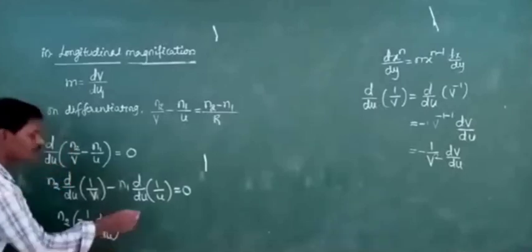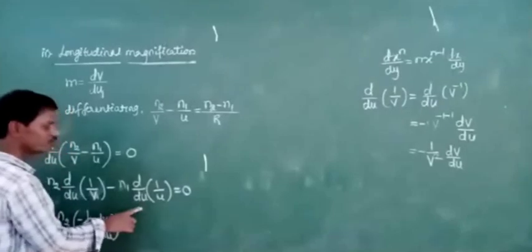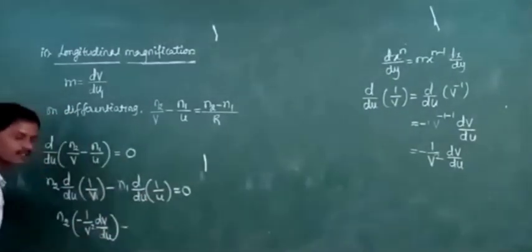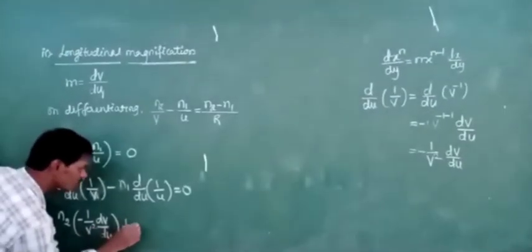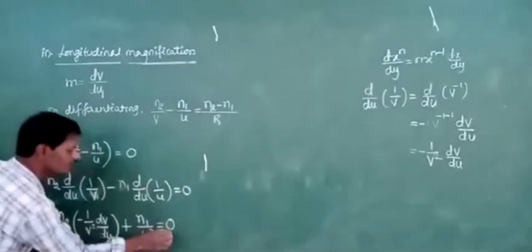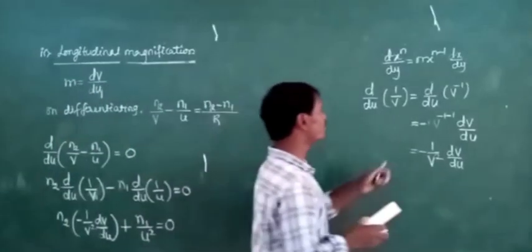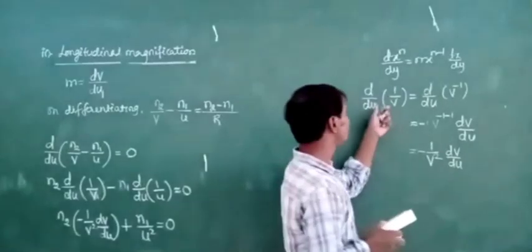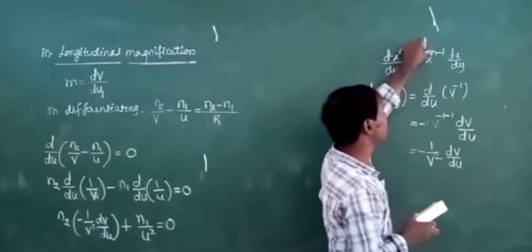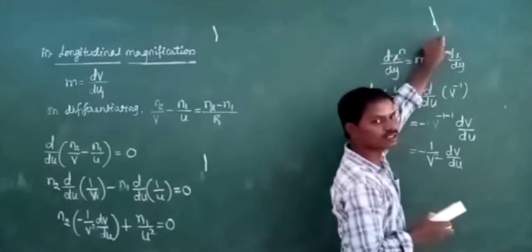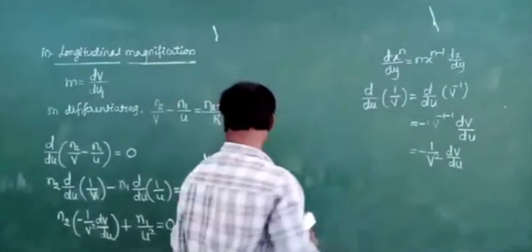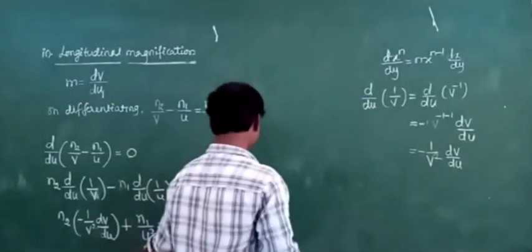Then what is the differentiation of 1 by u with respect to u? That is minus of 1 by u square. Minus into minus is plus, so that is plus n1 by u square, that is equal to 0. Because the differentiation of x raised to n with respect to x is n into x raised to n minus 1, and the differentiation of x with respect to x is 1. So by using that concept we derive this, that is n1 by u square.